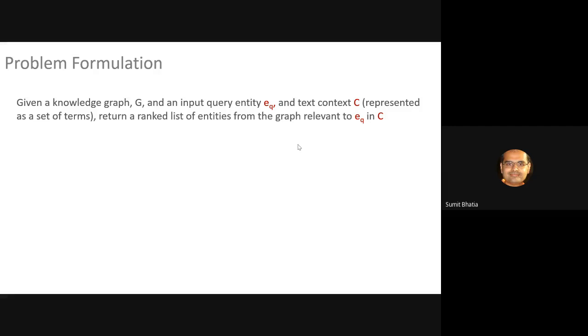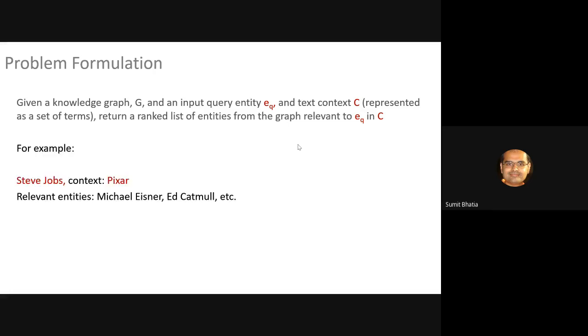This "in C" is the important part, right? We should give the entities from the graph relevant to Steve Jobs in the context of the Pixar application. Entities relevant to Steve Jobs in the context of Apple, in the context of, let's say, his personal life, right? So these are the types of queries which show how context is important to us. Depending on the context, the answer keeps on changing. Okay, so this is our problem setting.